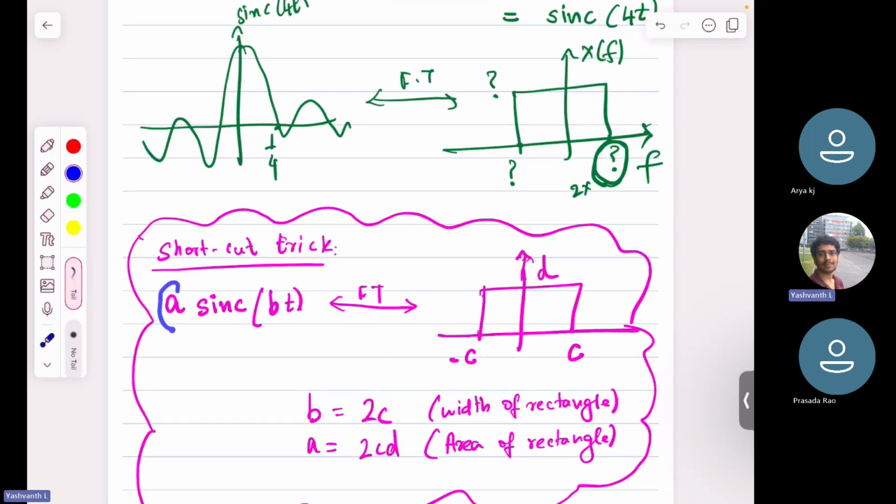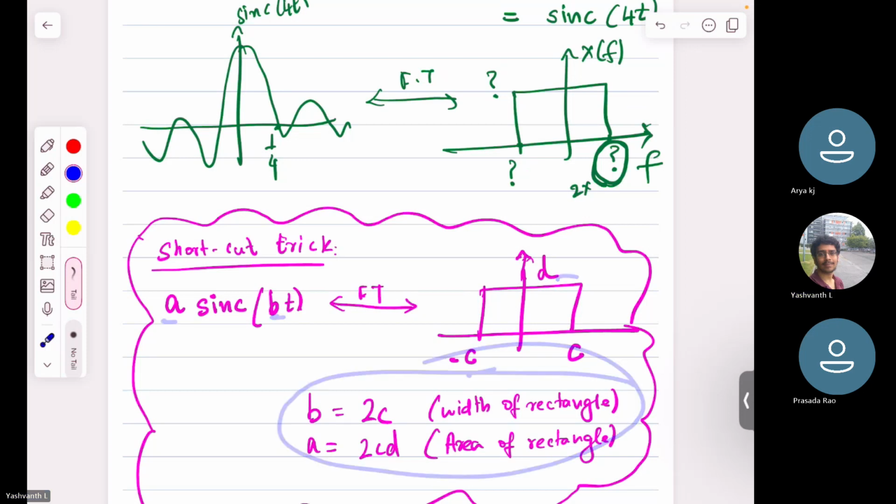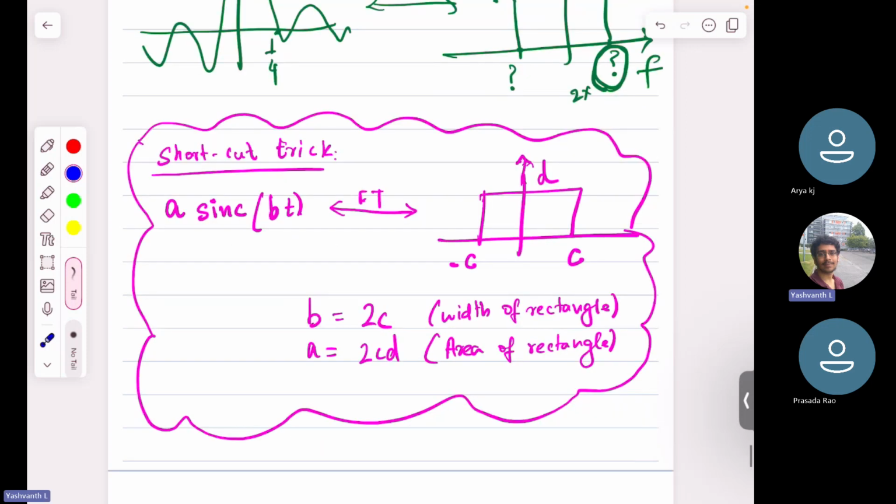The coefficient that multiplies the sinc function is called A, and let's say the argument beside your T is called B. And let's say if in the Fourier domain the rectangle is from minus C to plus C with amplitude D, then these four numbers A, B, C, D are related by these quantities. Okay, what is the usefulness of this?